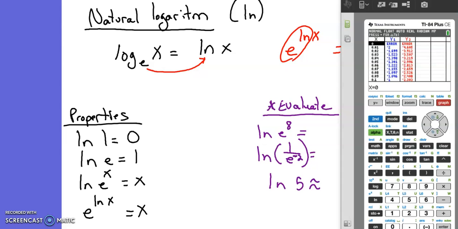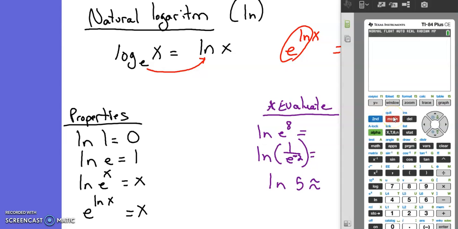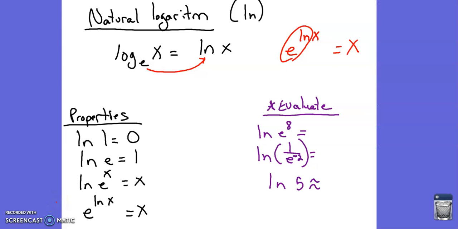Matter of fact, if you look at the calculator, the ln button and the e to the x power are inverses of each other. You can see them; they're on the same button here. So the properties are very similar to the last one. So here, if we have ln of 1, the answer is 0 because this literally means log of base e of 1. That's really what ln stands for.